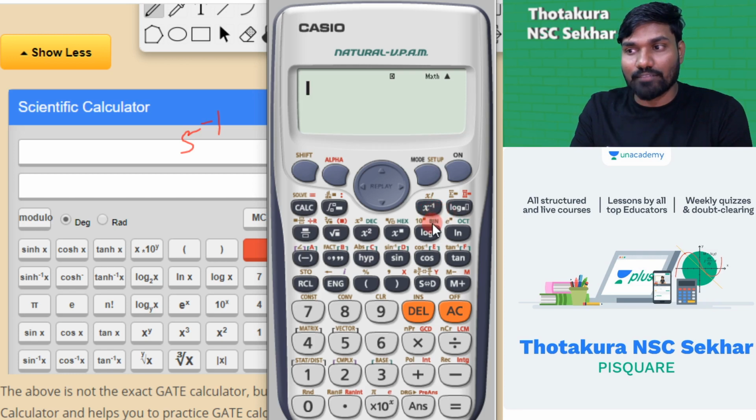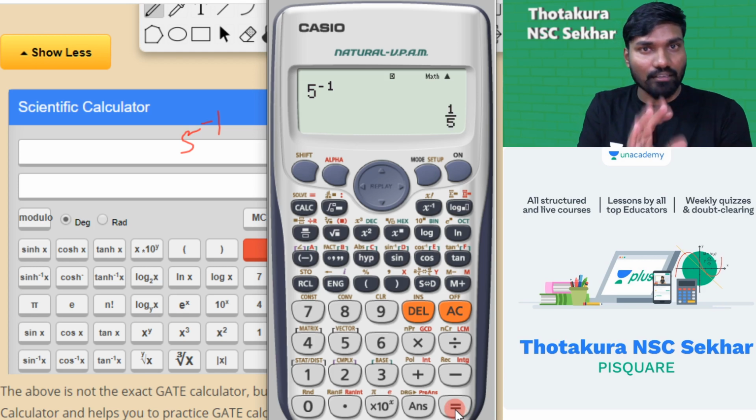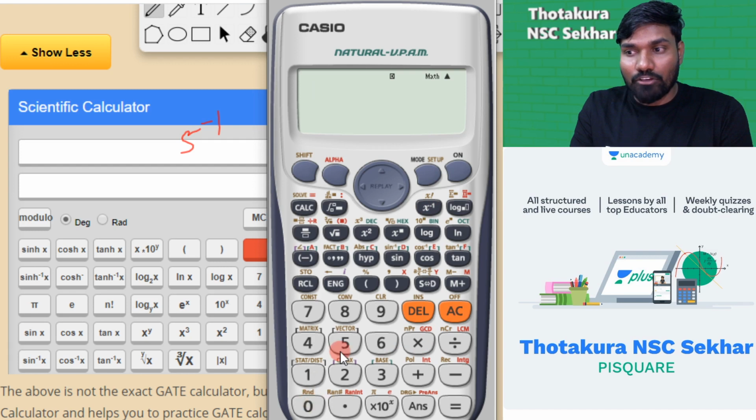X inverse is there. So if I want to press this, I need to give the X value first. So X is 5. Then I'll enter this. That's 5 inverse. That's very clear. We are very much aware of this. Then you will press equal to. Clear? Why are you entering the value first, then this? Why not this, then the value?